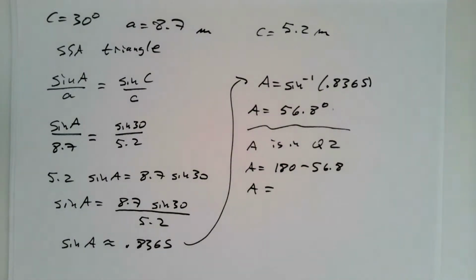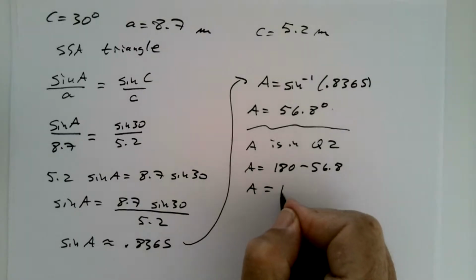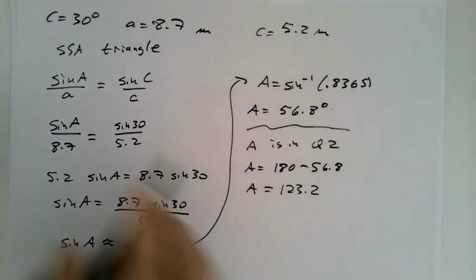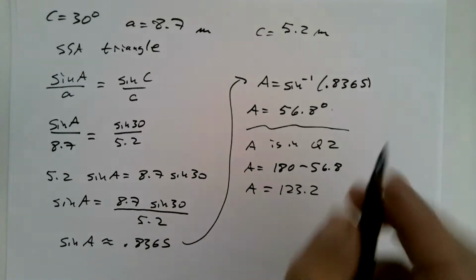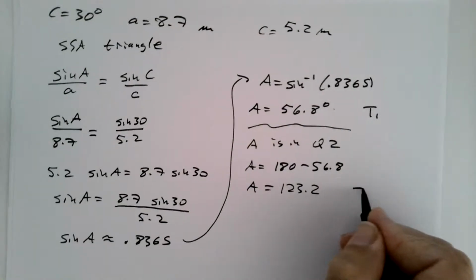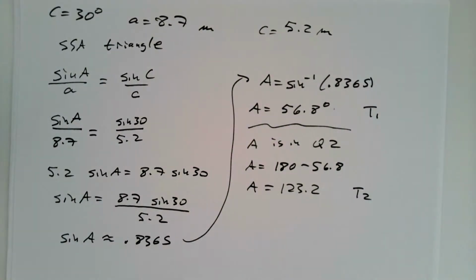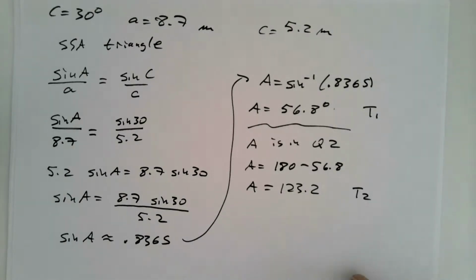So for our second case, A is 180 minus 56.8. We get 123.2. Well, we started with an angle of 30 with 123.2. That does not put us over 180 yet. So indeed, that's a possibility. So this will be triangle 1. This will be triangle 2. So we'll have two different ways for us to do this. Let's go ahead and find out what the rest of them are.